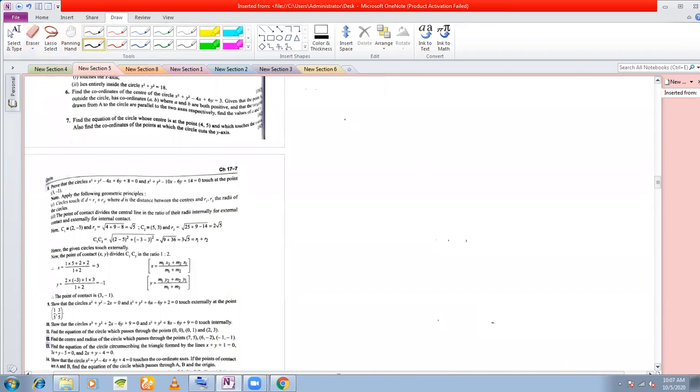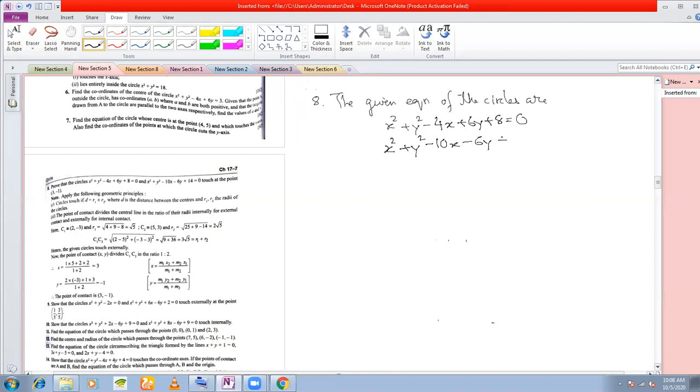So let us call, what is the equation given? The given equations of the circles, this is number 8, are x square plus y square minus 4x plus 6y plus 8 is equal to 0, and x square plus y square minus 10x minus 6y plus 14 is equal to 0. Let us call this equation number 1 and this equation number 2.